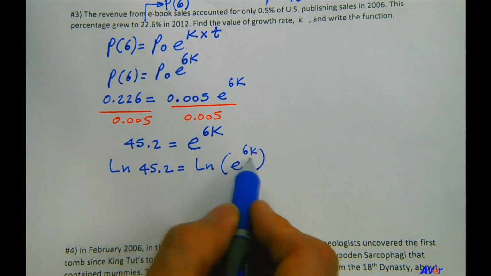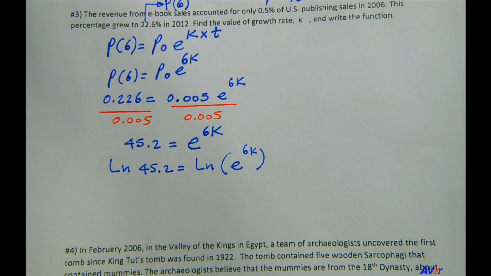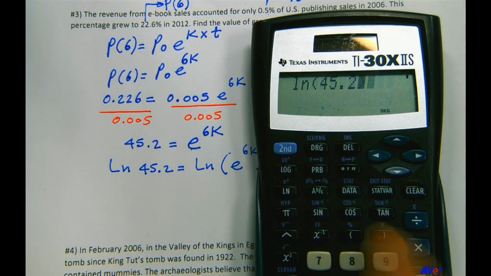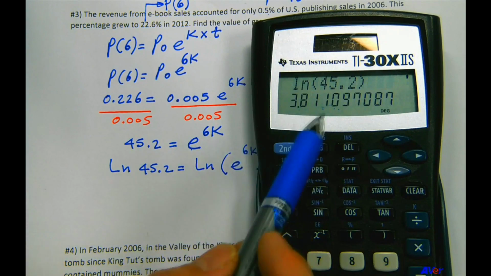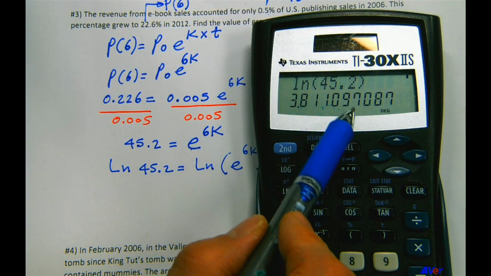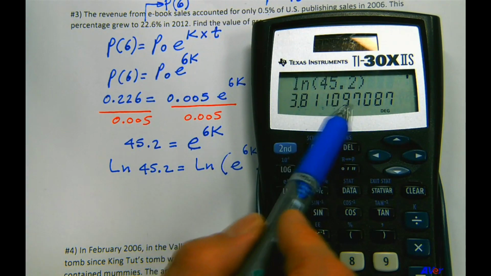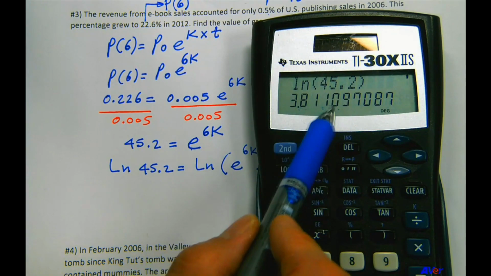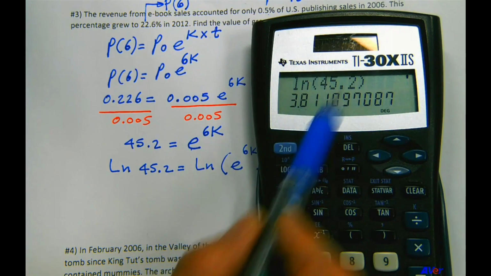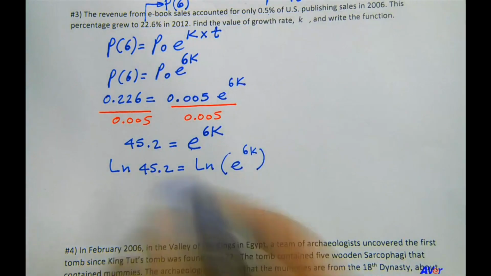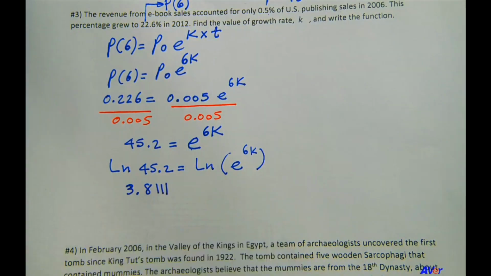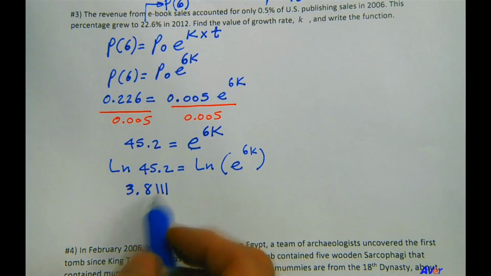Okay, so now on the left, what do we have? Let's calculate it. Natural log of 45.2, we're going to have to round. I have quite a bit. Natural log of 45.2 is that, right? I could keep all the digits, but if you don't want to do that, at least round to 4 decimal places. Let's do that. So 3.8111. Okay? So we kept 4 decimal places.